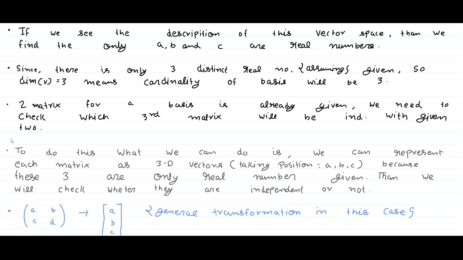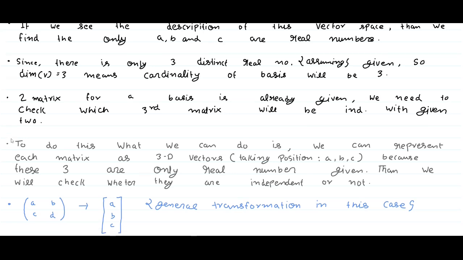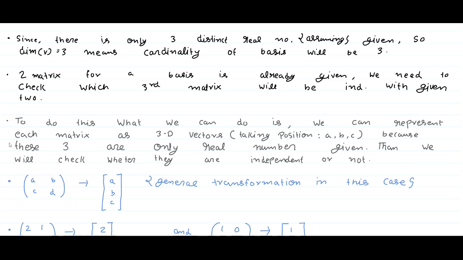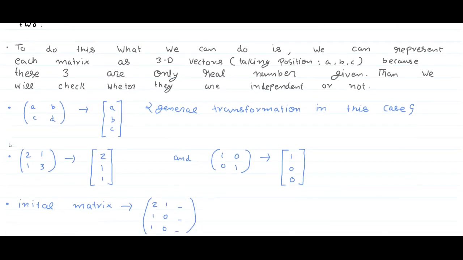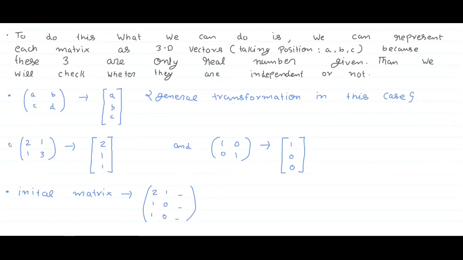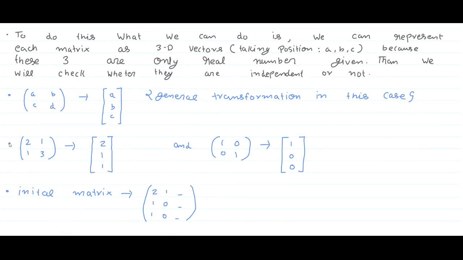So to solve this question, what we can do is represent each matrix here as a 3-dimensional vector, as there are only 3 free variables. So if we do this, then we are already provided with the 2 vectors. Now from the given matrices, we will make the vector one by one and put it in the matrix where already 2 vectors are there, and check whether they are independent or not. If they are, then they will be a part of the basis, and if not, then they cannot form a basis.